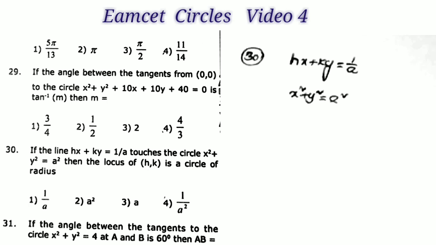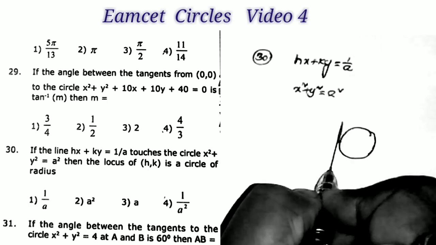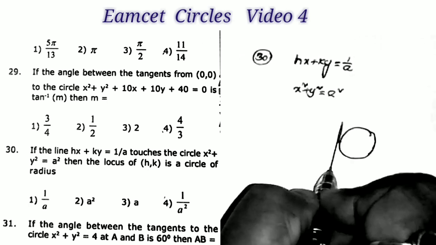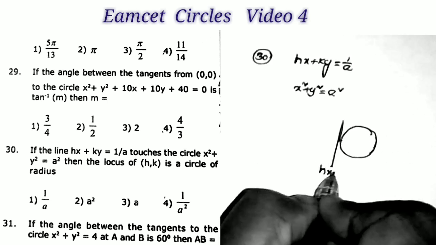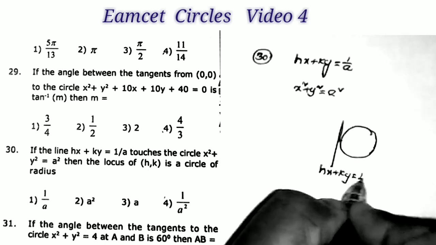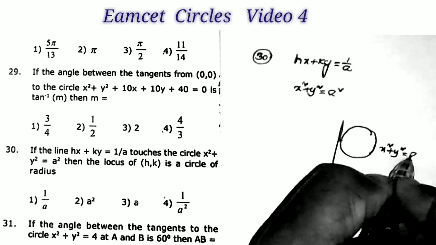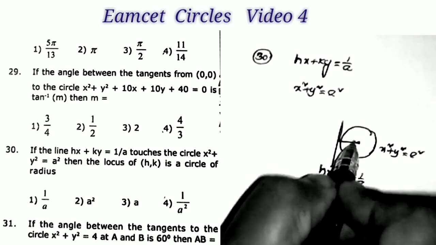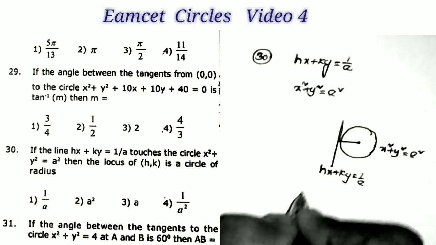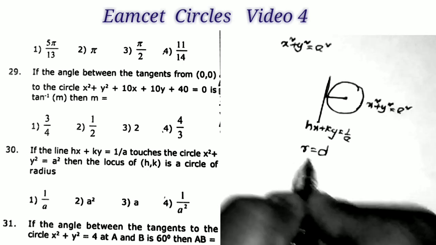If the line hx plus ky is equal to 1 by a touches the circle x square plus y square is equal to a square, then the locus of h comma k is a circle of radius equal to. So here, one line is given, the line hx plus ky is equal to 1 by a, and one circle is given, the circle x square plus y square is equal to a square. And what is the given condition? The line touches the circle. What is the condition for tangency? If the line touches the circle, then the condition is r is equal to d.